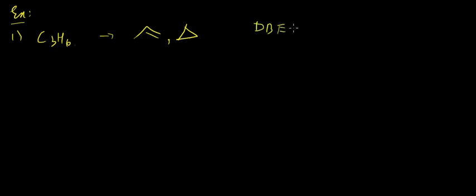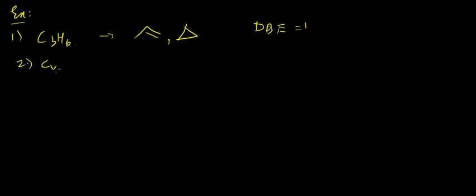So, hi guys. In this lecture, we'll be seeing more examples of drawing isomers of a given compound. Let's start with this. We have C3H6. How many isomers are possible for this? One is this, and another is this way. If we calculate the dB, it should come out to 1.